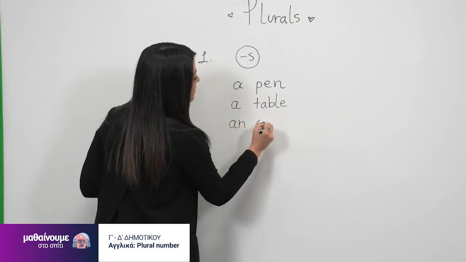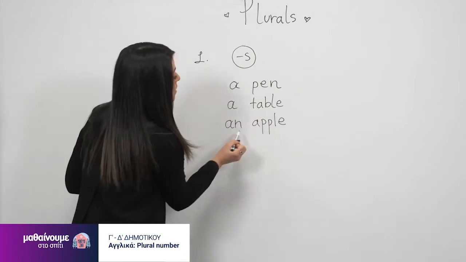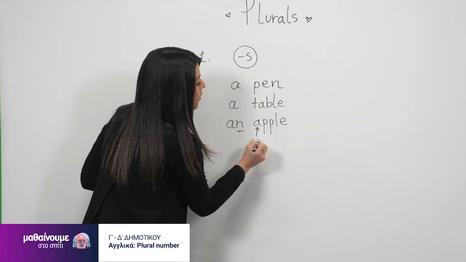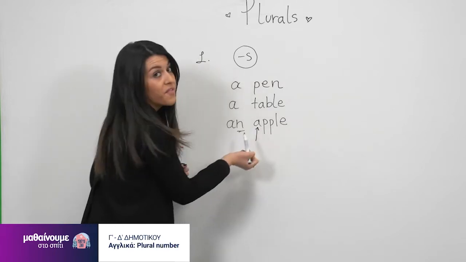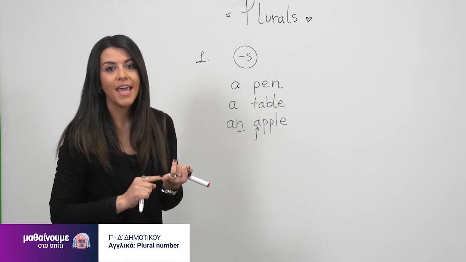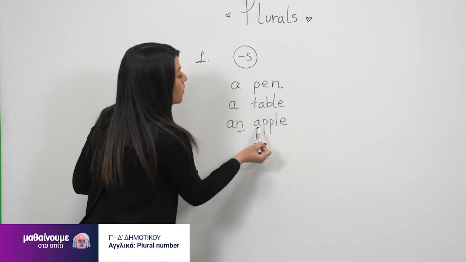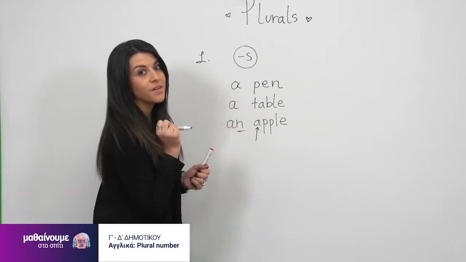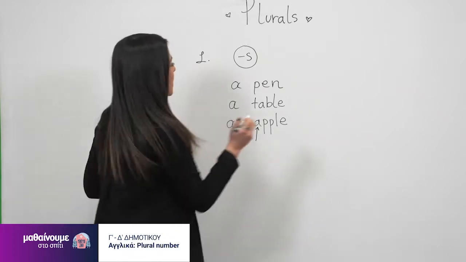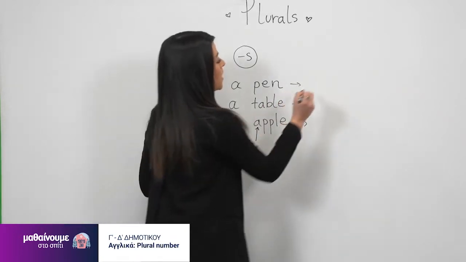An apple. Okay? Careful, here we put an, right? Because the first letter of this noun is a vowel, a. So the vowels are 5 in English. A, I, E, O, and U. If we see a vowel, we always put an over here, okay? So what do we do? How do we form the plural? A pen, a table, an apple.